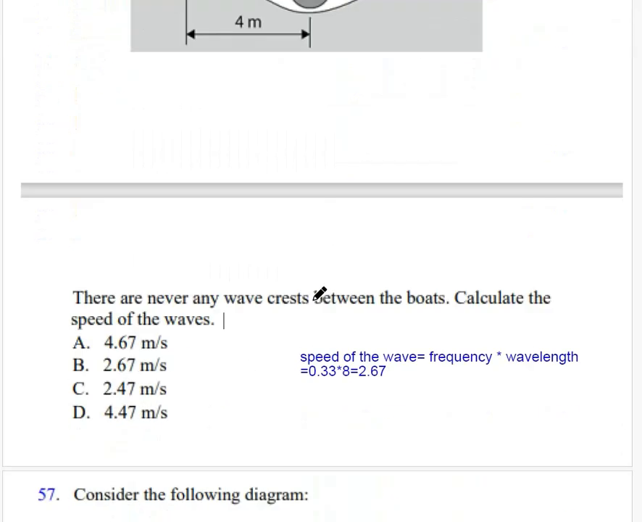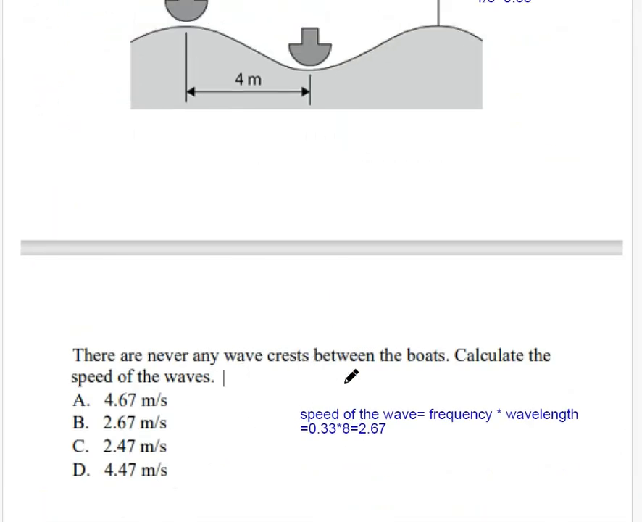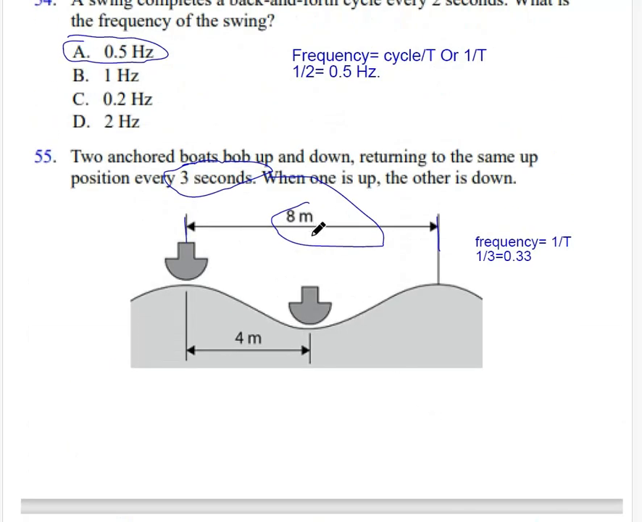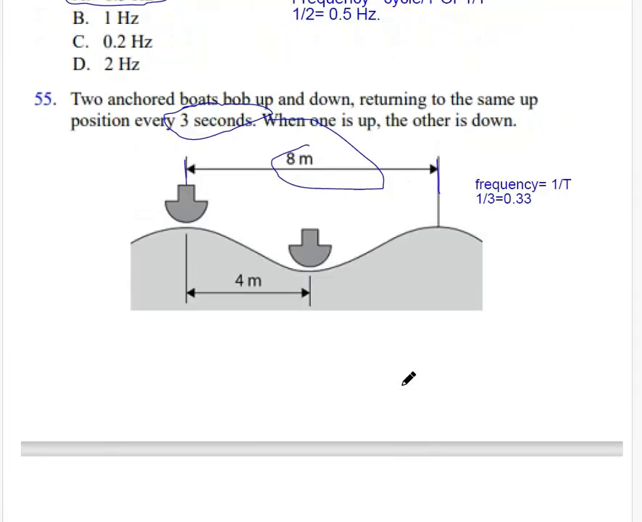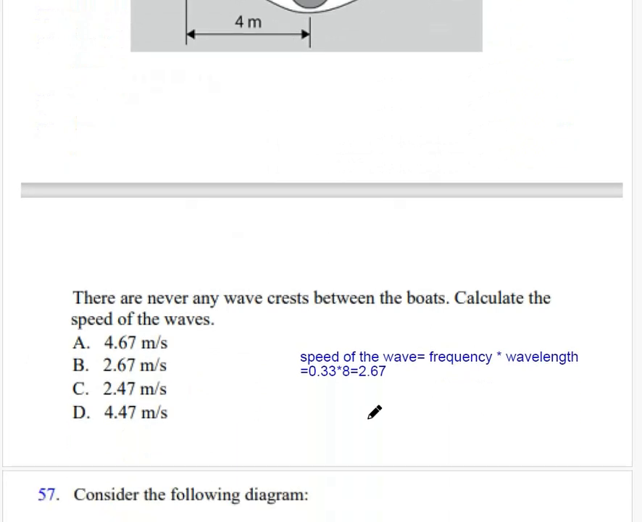Okay. Let's try to answer the question. There are never any wave crests between the boats. Calculate the speed of a wave. In computing the speed of a wave, it's frequency times the wavelength. We know that 8 meters is the wavelength here. So 0.33 is the frequency times 8, which is 2.67 meters per second. So letter B is the answer on this question.